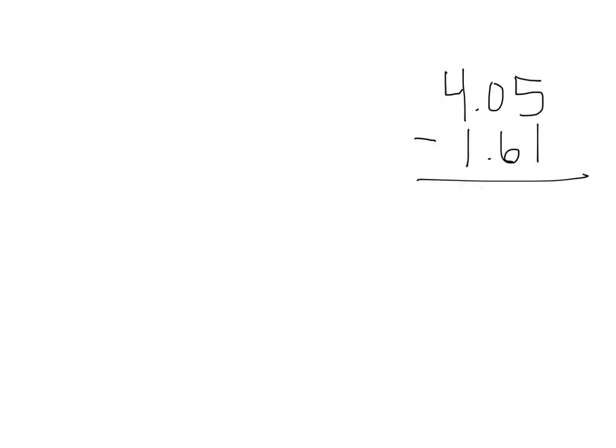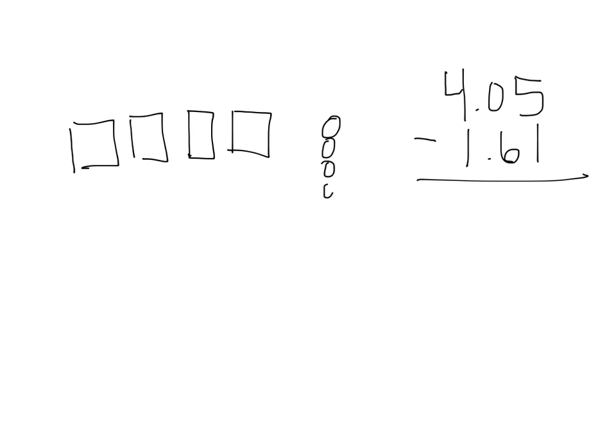So first, when you do subtraction, the only number that you draw a quick picture for is the top, the greater number that you are working with. In this case, that is 4 and 5 hundredths. You draw 4 ones, 0 tenths, and 5 hundredths. Now I need to subtract.